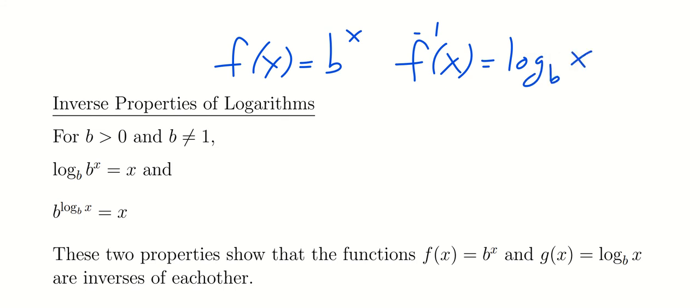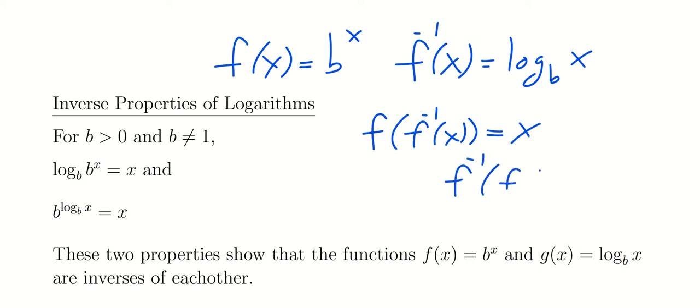Okay. And we can check this. If you remember, what was the condition or the property that inverse functions had to satisfy? Well, the answer is if you did the compositions of the two functions in any order, we should get out the value x. So if you look at these two statements here, these are simply a matter of composing these two functions and showing that they're inverses of each other.